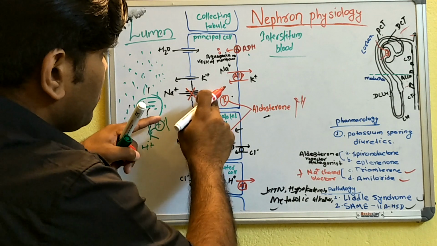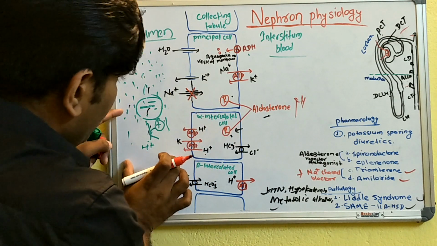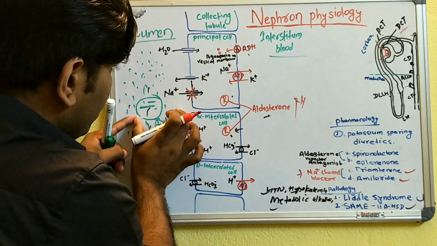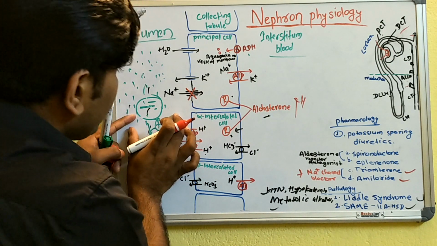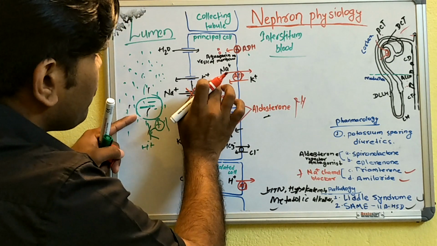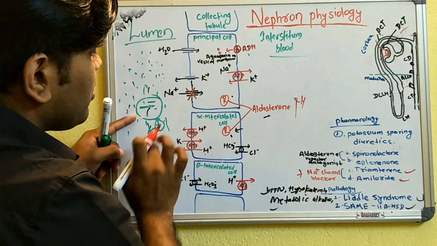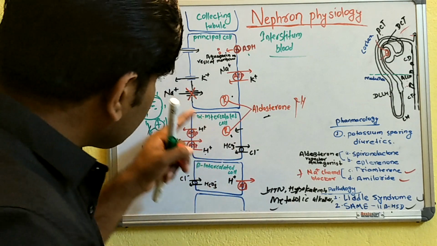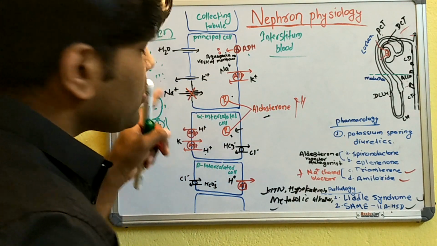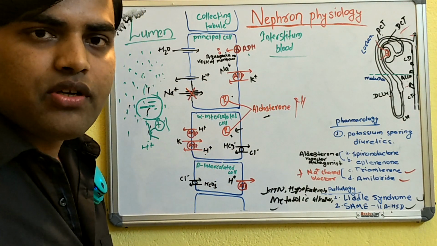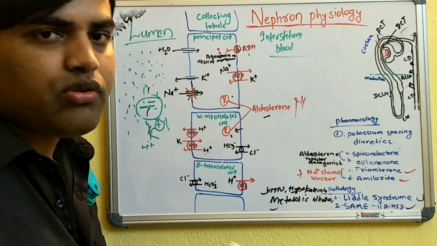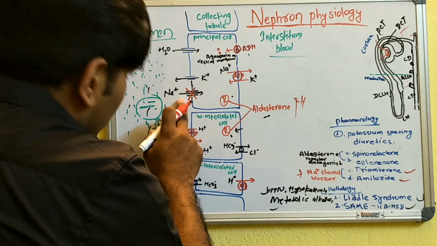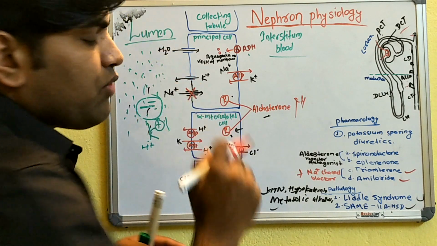Now sodium is not absorbed. Since sodium is not absorbed from your urine, there is no luminal negativity. Since there is no luminal negativity, there is no necessity of secretion of potassium or hydrogen into the urine. Since there is no necessity of potassium secretion, your potassium is preserved. Now your potassium is not going to be lost. You are not going to have hypokalemia, and by blocking this alone, you can also preserve your potassium.